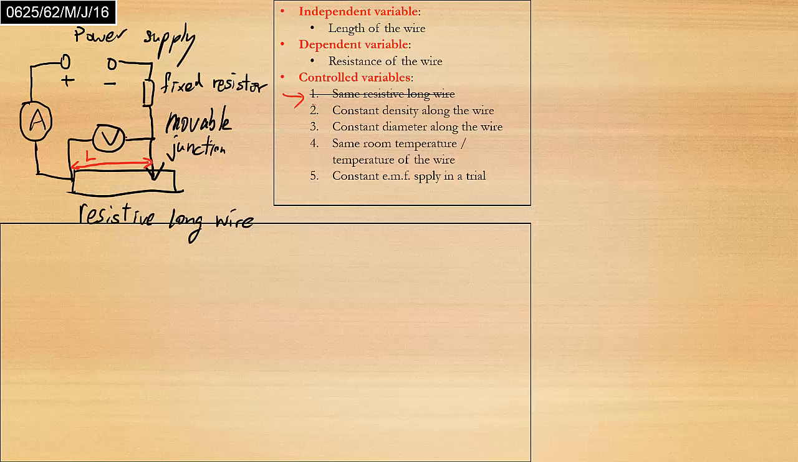But writing this would not be precise enough, and I would rather write that the density is constant along the wire, and also the diameter is constant along the wire. You may say thickness, and of course you know it affects the resistance in the wire itself. And also, if you have done the experiment in school, you know the temperature of the wire will also affect the resistance itself, so temperature should be constant as well.